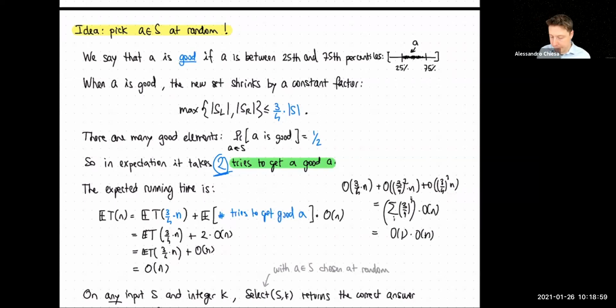Question: should we say the expected value of T of n is less than or equal to the expected value of T of 3/4 n, because that's the worst case? Sorry, you want to say the expected time of T of n is less than or equal to the expected value of T of 3/4? Yes, there you go. Thank you.